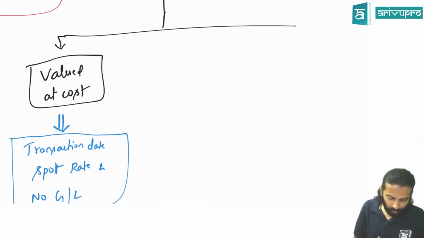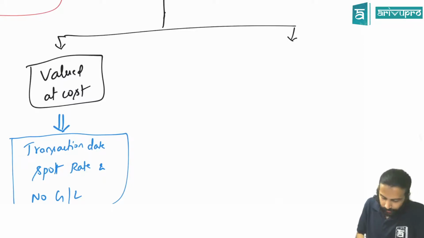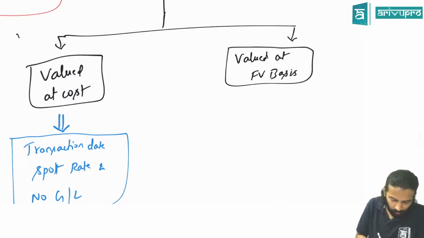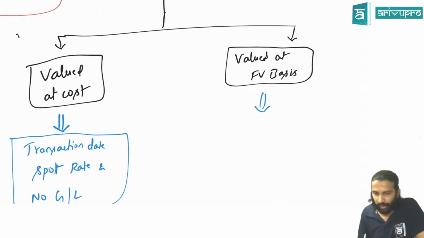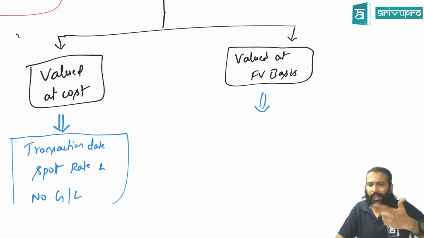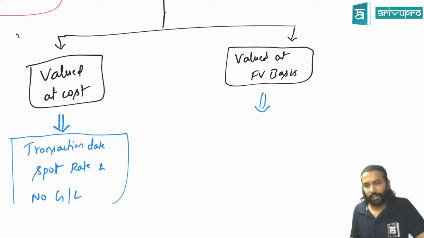But is that the only method, or can you also value it at fair value? Valued at fair value basis, this we also covered. This is only for a subsidiary, I'm just giving you one extra point. Valued at fair value basis means what? You bought it initially on 1st May. On 31st March, you want to value that investment on a fair value basis. That means there will be some gain or loss, because initially you would have used the 1st May transaction date rate. Now we have to use the 31st March year-end exchange rate. There will be some gain or loss.